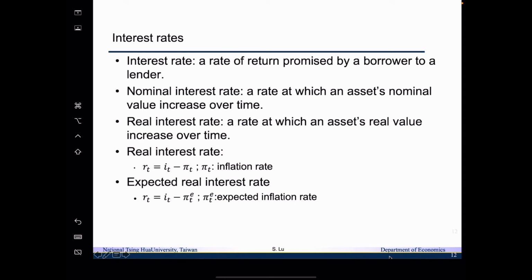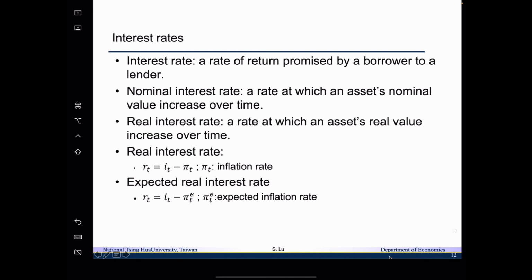So the main difference between the real interest rate and the expected real interest rate is that when we compute the real interest rate, we plug in the inflation rate that truly happened. However, when we are computing the expected real interest rate, we plug in the expected inflation rate. Therefore, we can say that the real interest rate is something we know after it happens. So we also call it an ex-post real interest rate.